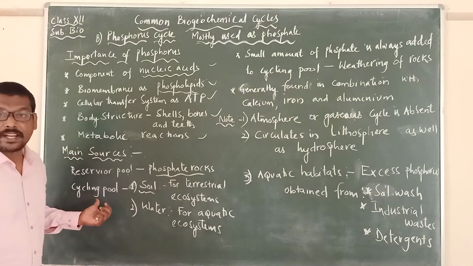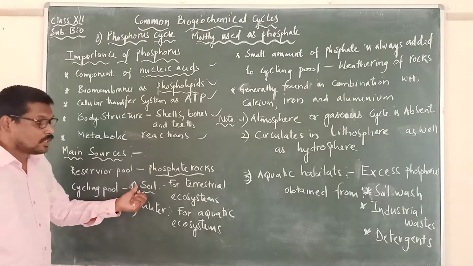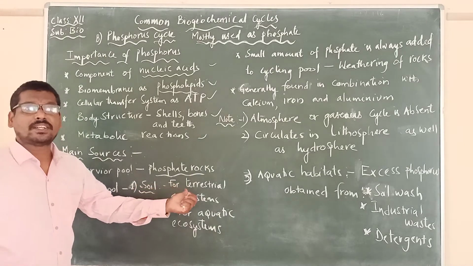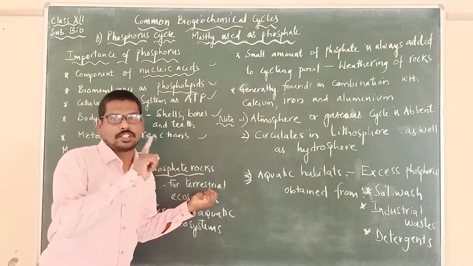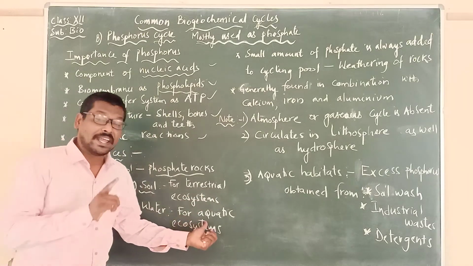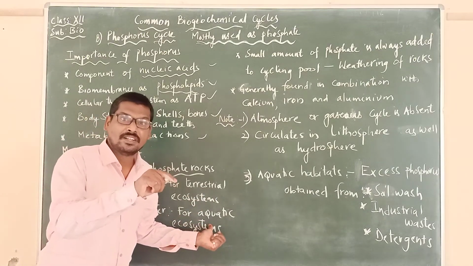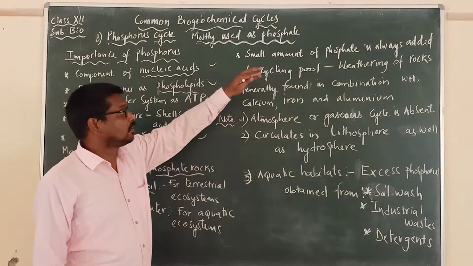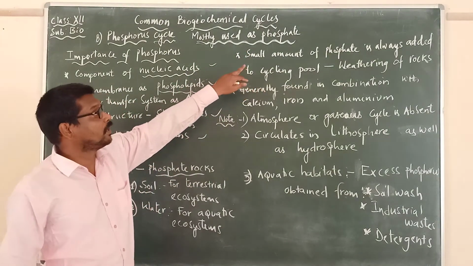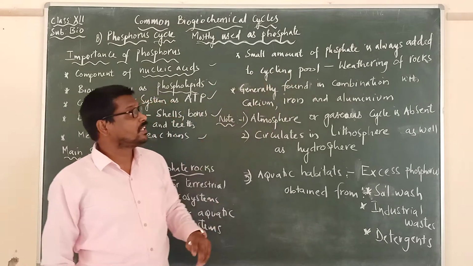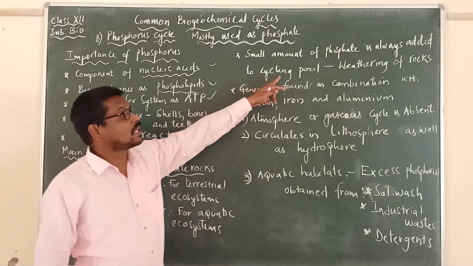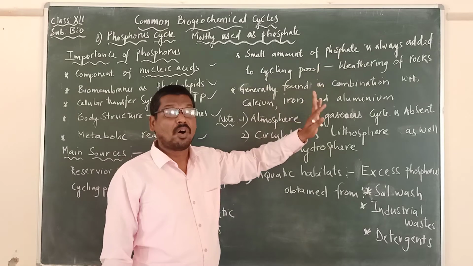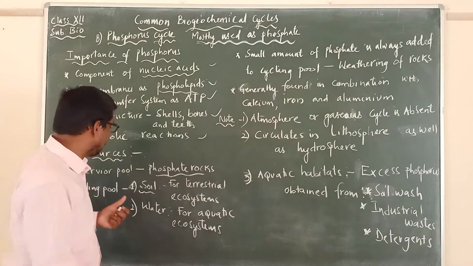So here the cycling pools, if you are seeing, soil and water. Soil for all the terrestrial ecosystems is providing the phosphorus. Water for all the aquatic ecosystems is providing the phosphorus. Here are some other points that we have to remember. A small amount of phosphate is always added to the cycling pool.